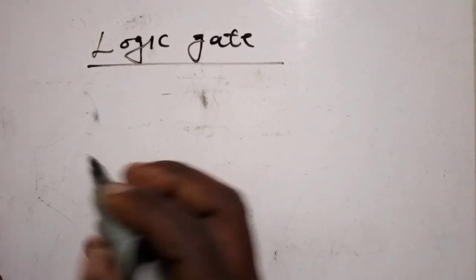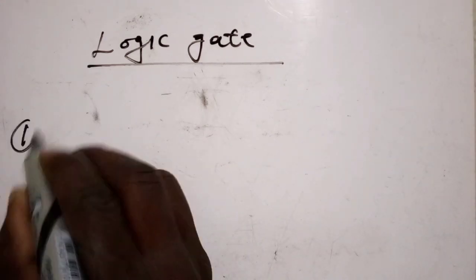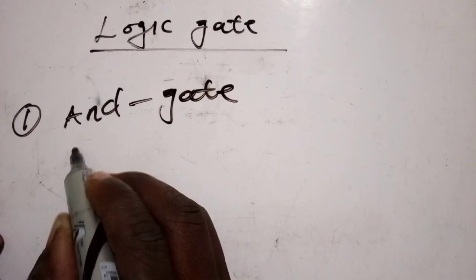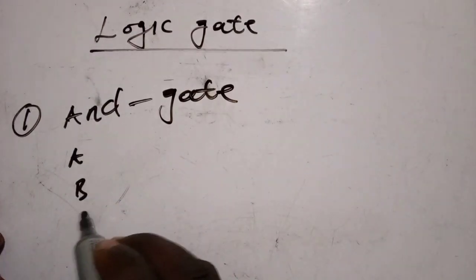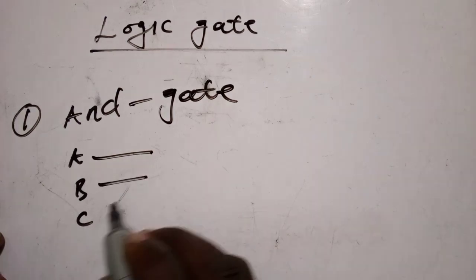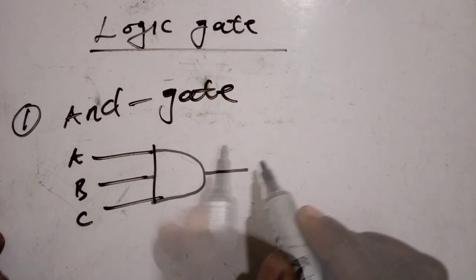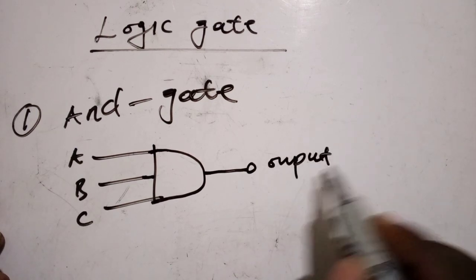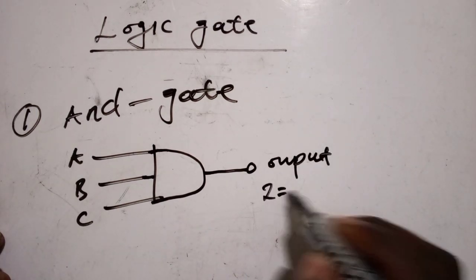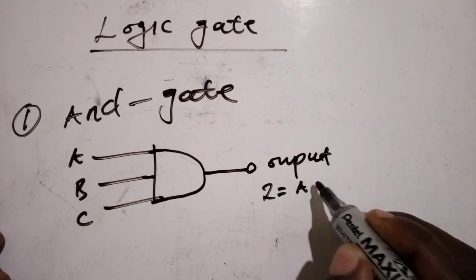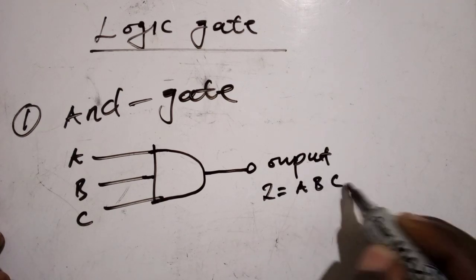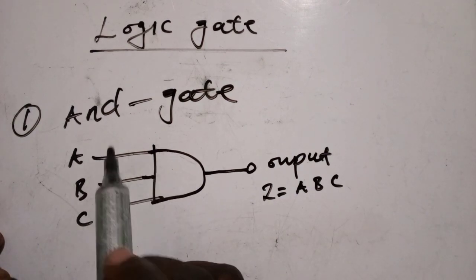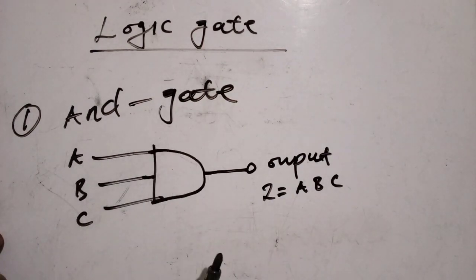So let's get started. We have the logic gate, which has three inputs: A, B, C. Then the output will be Z equals A multiplied by B multiplied by C. This is how we draw the logic gate for the AND gate.